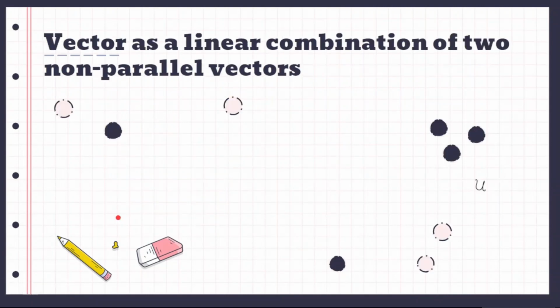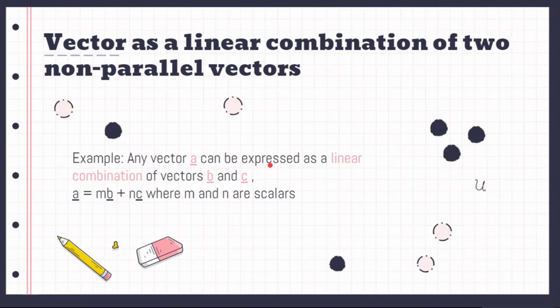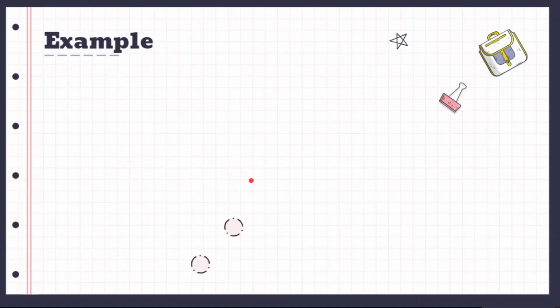Vector can also be expressed as a linear combination of two non-parallel vectors. So for example, a vector A can be expressed as a linear combination of vectors B and C, as shown in the slide. Now, let's take a look at an example.